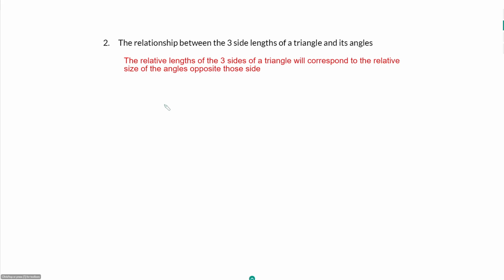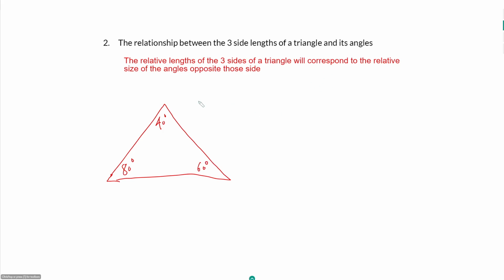So if I have a triangle and I tell you that this angle here is 40 degrees, this angle here is 80 degrees, and that means this angle here must be 60 degrees because I got to sum to 180.